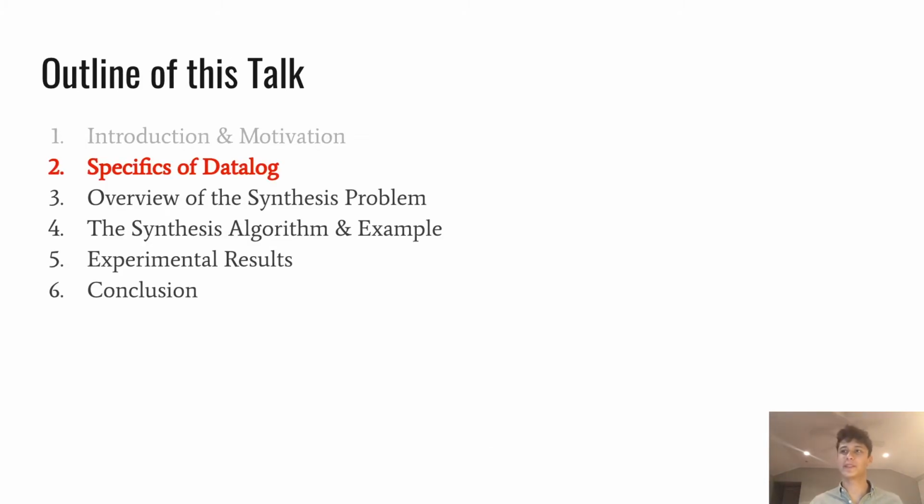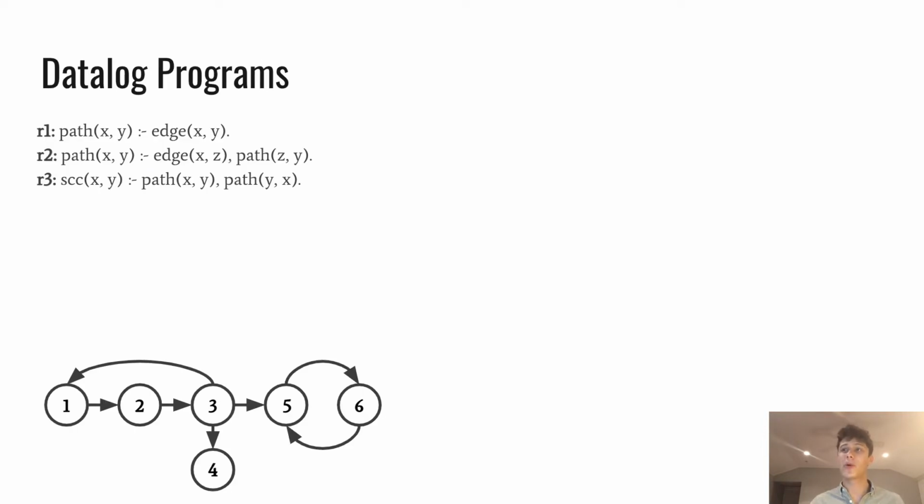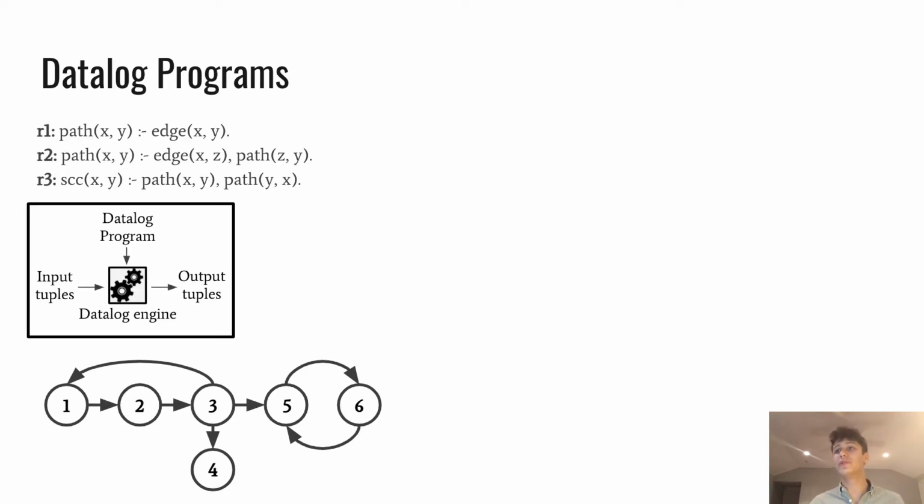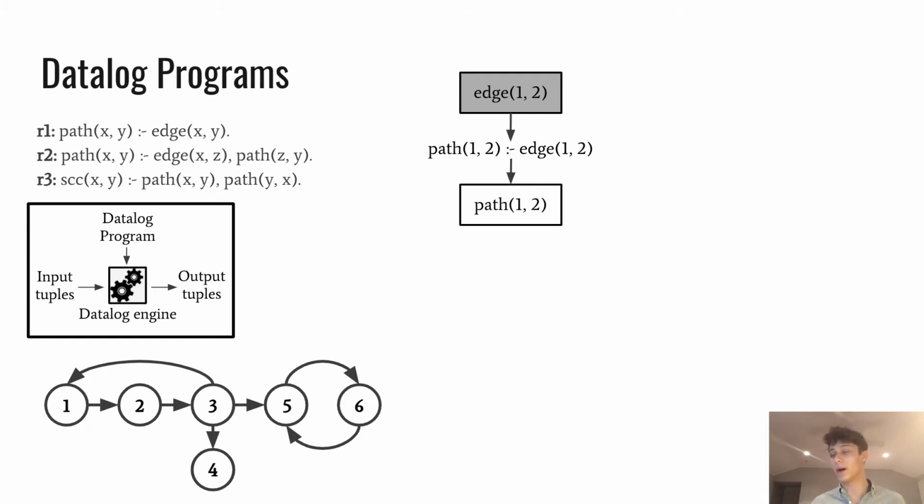So now I'll dive into the specifics of Datalog. A Datalog program is a collection of rules. Given input tuples and a Datalog program, the engine will create some output tuples. We'll use the program for an SCC as an example, the SCC being a strongly connected component in a directed graph. So for example, let's say we encode the edges of this graph as input tuples, and each pair of nodes that are in the same SCC as output tuples. So edge 1, 2 might be an input tuple because there's an edge from node 1 to 2. We can then apply rule 1 and synthesize the output relation path 1, 2.